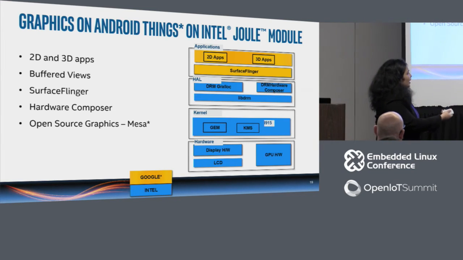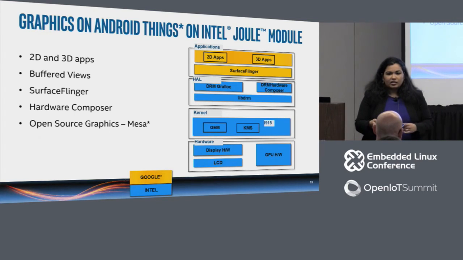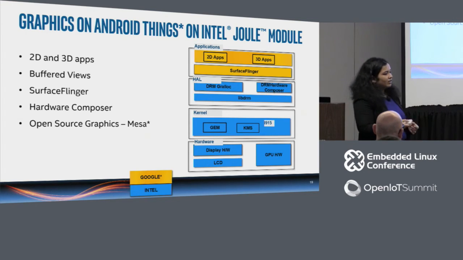So you have your hardware, and we use the i915 driver for the kernel, and the various HAL components are the libDRM, DRM Gralloc, and the hardware composer. The cool thing about this is that the entire graphics stack is open source following Mesa, and there aren't any proprietary binaries being distributed.